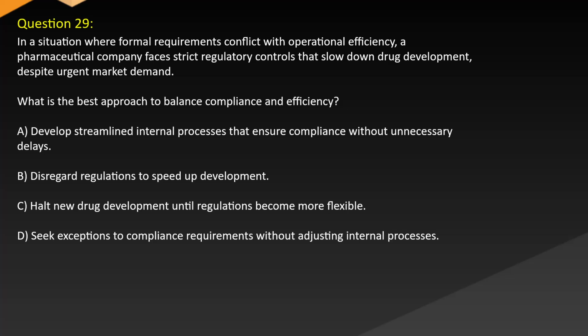Question 29. In a situation where formal requirements conflict with operational efficiency, a pharmaceutical company faces strict regulatory controls that slow down drug development despite urgent market demand. What is the best approach to balance compliance and efficiency? A. Develop streamlined internal processes that ensure compliance without unnecessary delays. B. Disregard regulations to speed up development. C. Halt new drug development until regulations become more flexible. D. Seek exceptions to compliance requirements without adjusting internal processes.